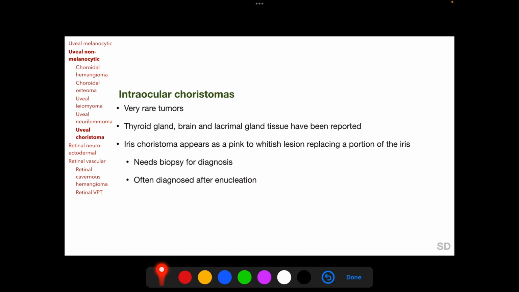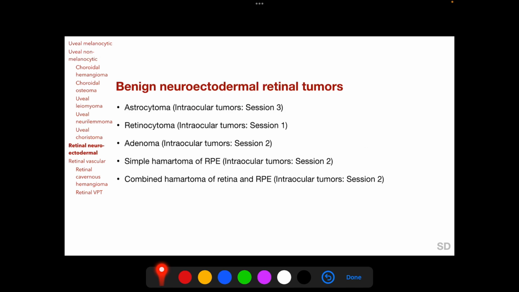Intraocular choristomas are very rare tumors, and multiple tissue types have been reported to occur within intraocular choristomas. Among the benign retinal tumors, we have the retinal neuroectodermal tumors and the retinal vascular tumors. We have already discussed the benign neuroectodermal retinal tumors, among which we have astrocytomas arising from the retinal nerve fiber layer, retinocytoma arising from the retina, adenomas and simple hamartomas arising from the retinal pigment epithelium, and combined hamartoma of retina and retinal pigment epithelium, which is a mixed tumor arising from the retina as well as retinal pigment epithelium.